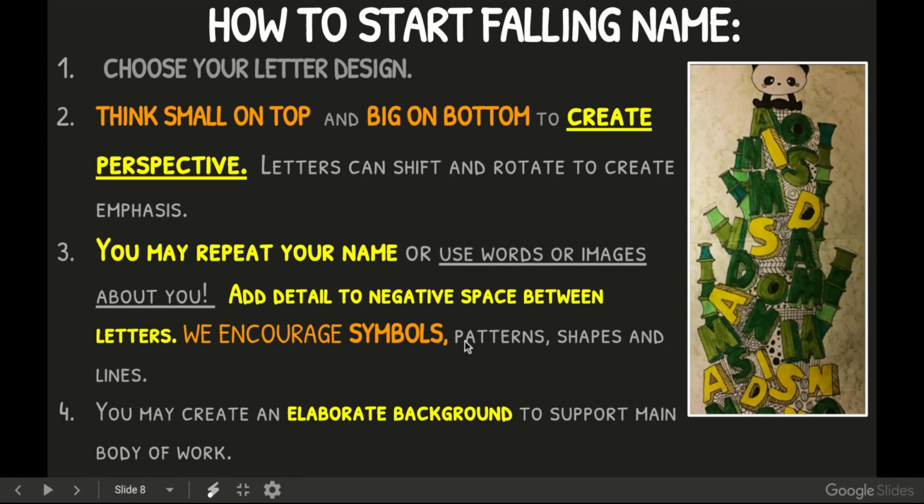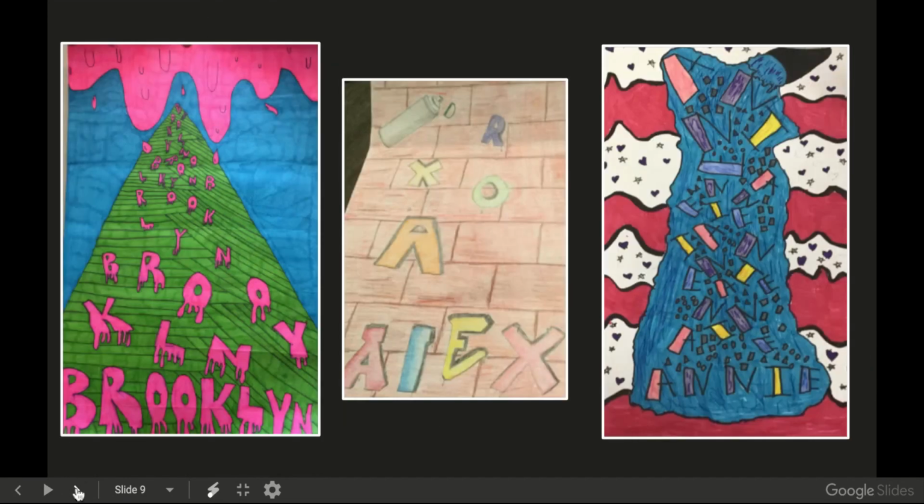We encourage you using all your symbols, patterns, shapes, lines, and now create an elaborate background. That's a falling name project. Remember, it's going to be on your entire folder. You can see the crease here down the middle of her folder. Here are some other examples.